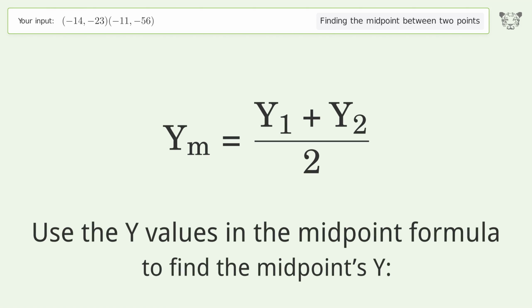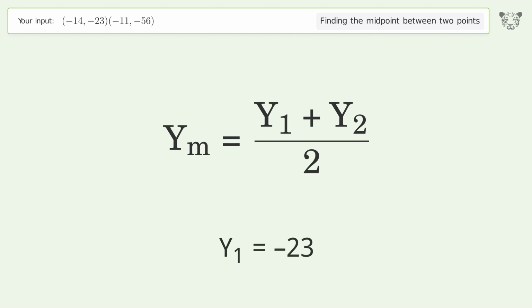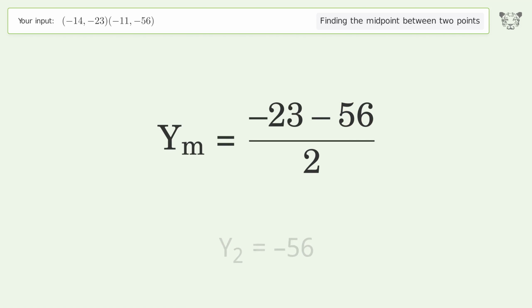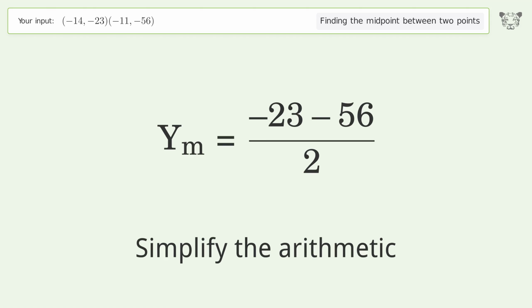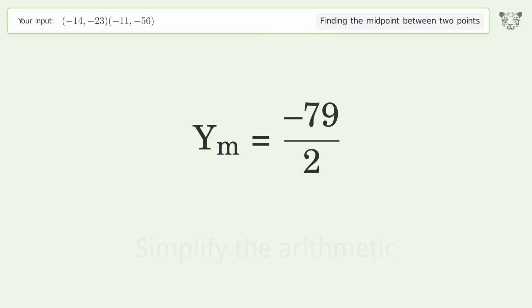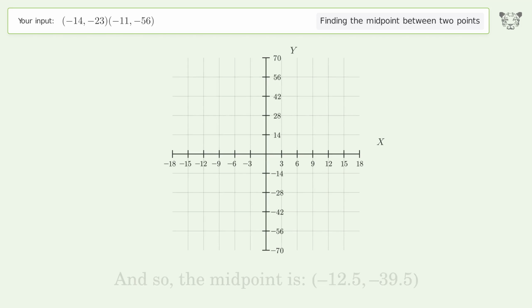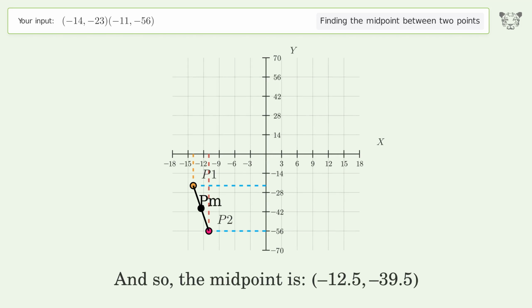Use the y values in the midpoint formula to find the midpoint's y. y1 equals negative 23. y2 equals negative 56. Simplify the arithmetic. And so, the midpoint is, negative 12.5, negative 39.5.